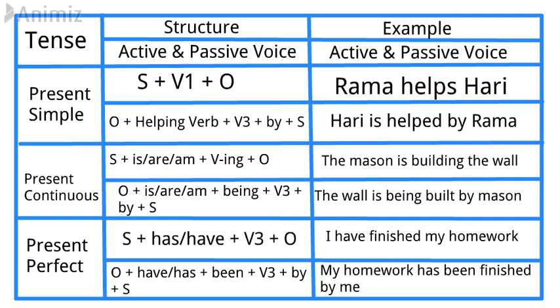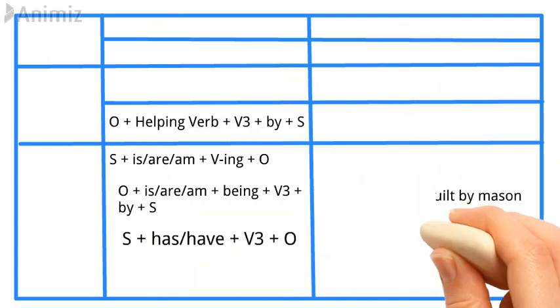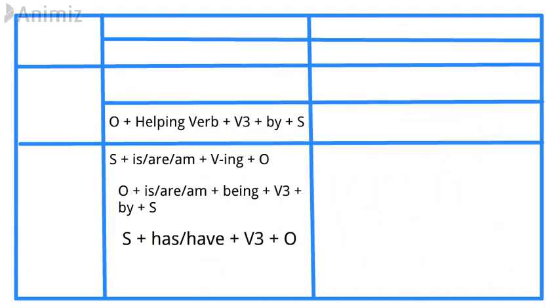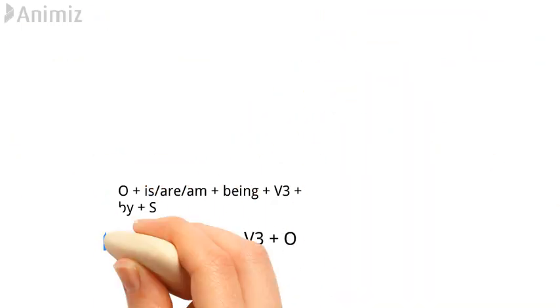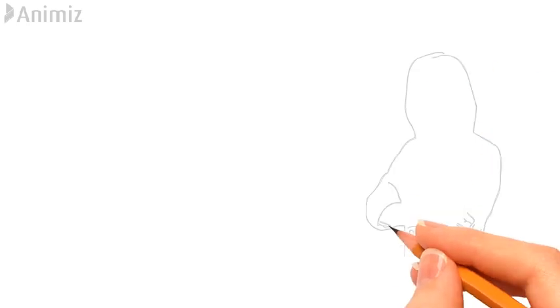So students, with the help of this structure and this example, learn it three to four times whenever it is needed. Pause this video and try to understand the structure and the example of active and passive voice.